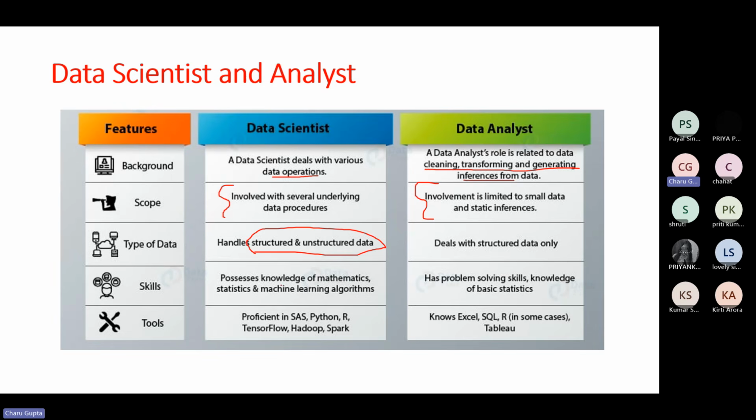A data scientist has knowledge of mathematics, stats, and machine learning algorithms. He or she is proficient in different programming languages and different tools also. A data analyst, since they only have to handle structured data, has basic knowledge of statistics, and the same can be done using Excel, SQL, and Tableau.